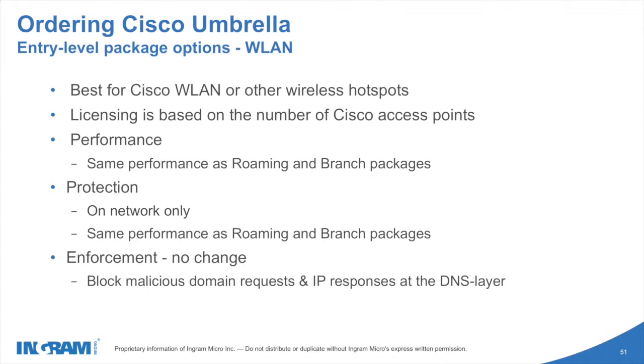Moving to the wireless LAN option, it's for the Cisco wireless LAN or other wireless hotspots. Licensing is based on the number of Cisco access points. Performance the same, protection the same, enforcement no change. Blocking malicious domain requests and IP responses at the DNS layer. So this is what Umbrella does: it looks first at the DNS layer, which is the first thing that we can do to protect our network.